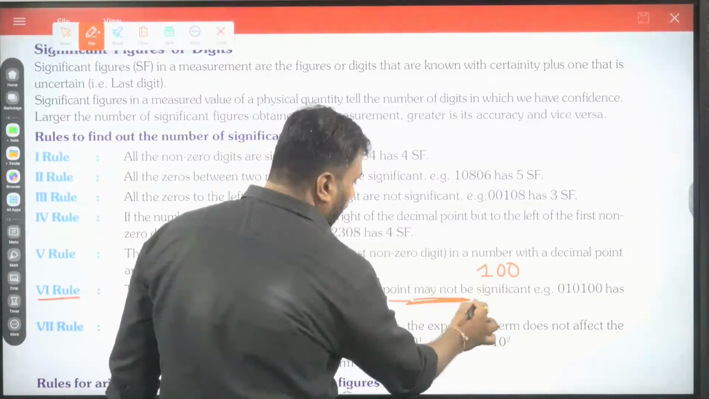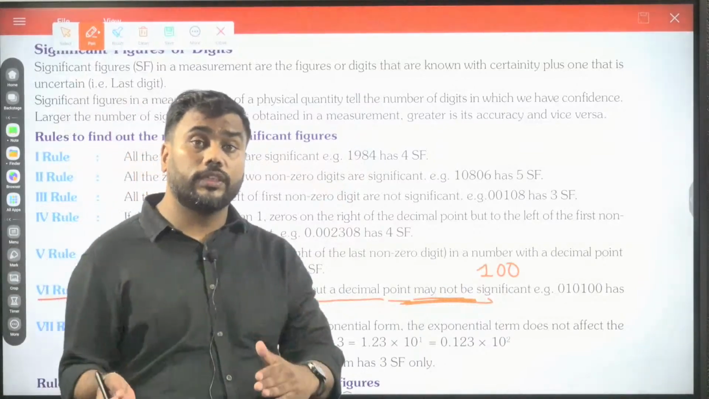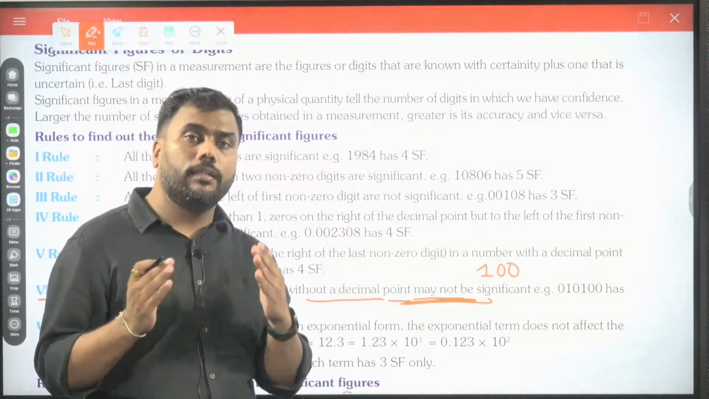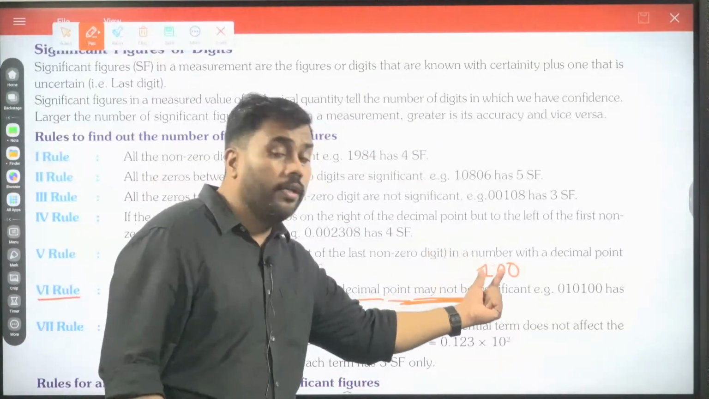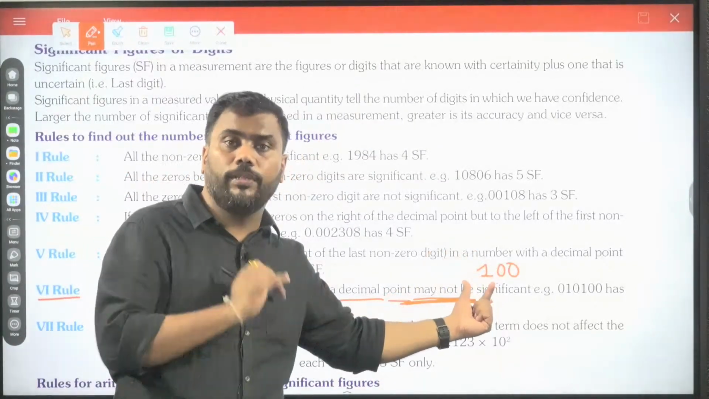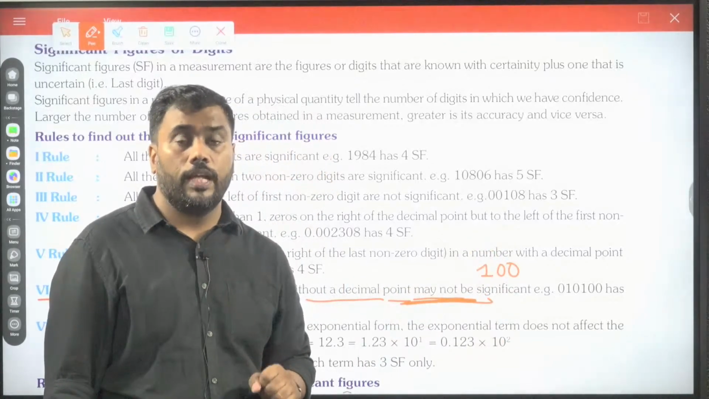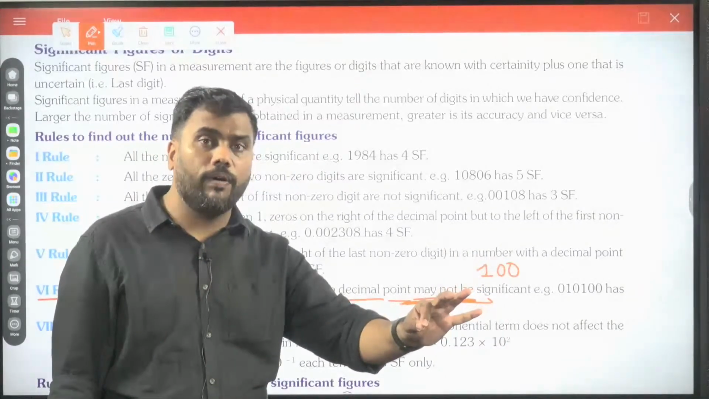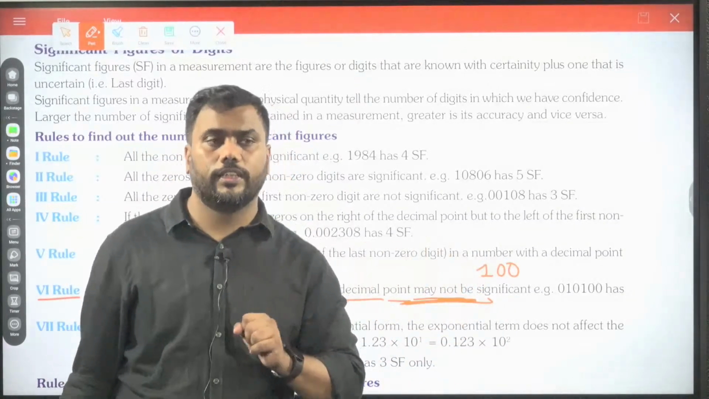Please see this line here: it may not be significant. In some situations they are significant, in some situations they are not. If this 100 is obtained with the help of measurement, then these two digits are significant. If this 100 is not obtained by measurement, then this 100 only has one significant digit.